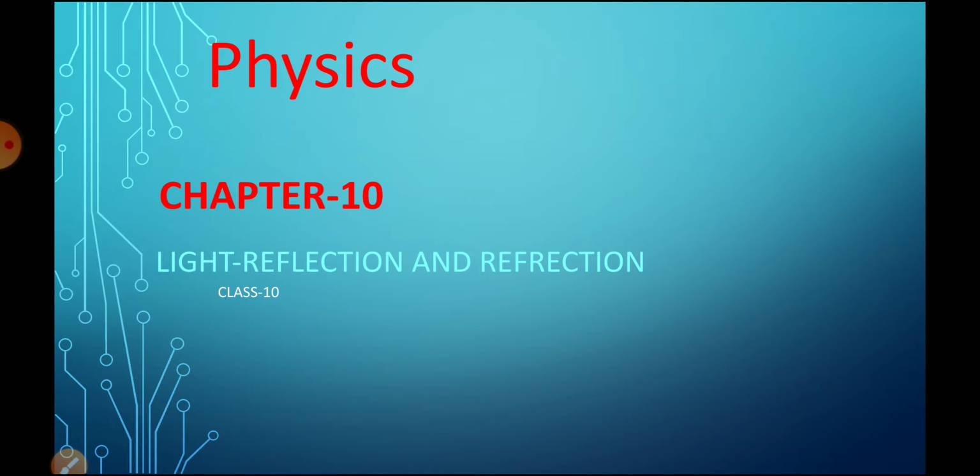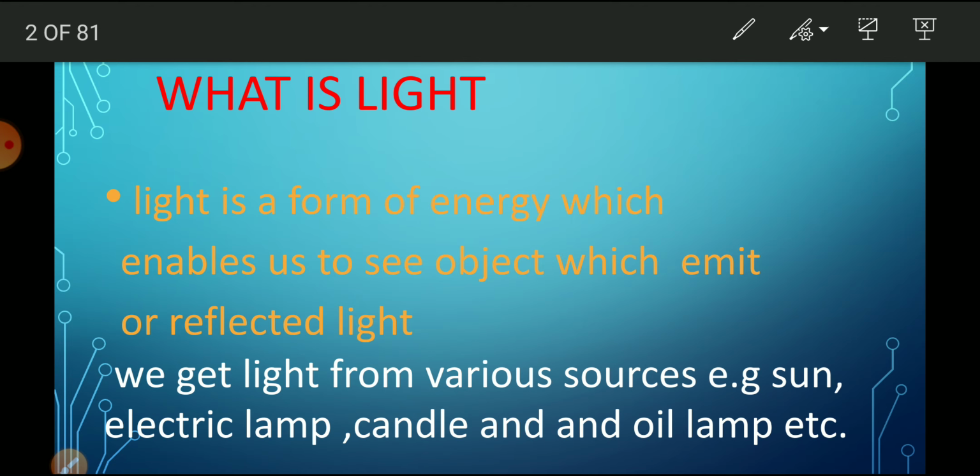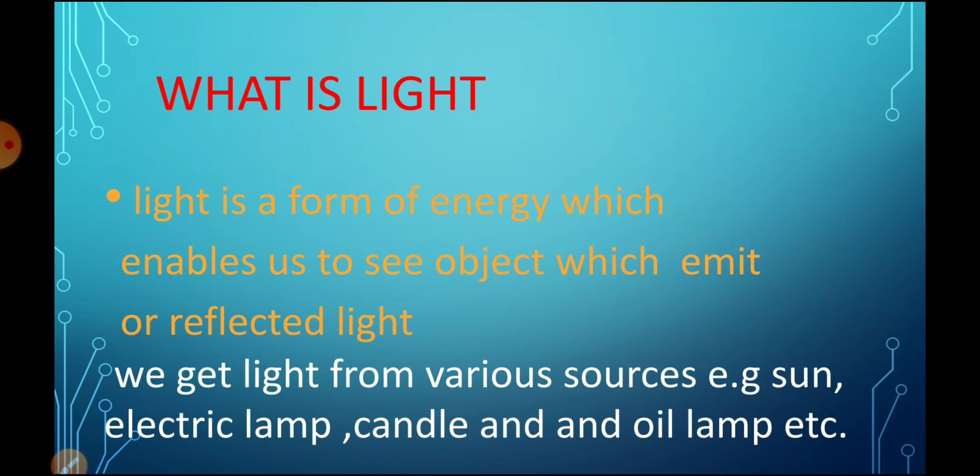Chapter 10. What is light? Light is a form of energy which enables us to see objects which emit or reflect light. We get light from various sources, that is sun, electric lamp, candle and oil lamp, etc.